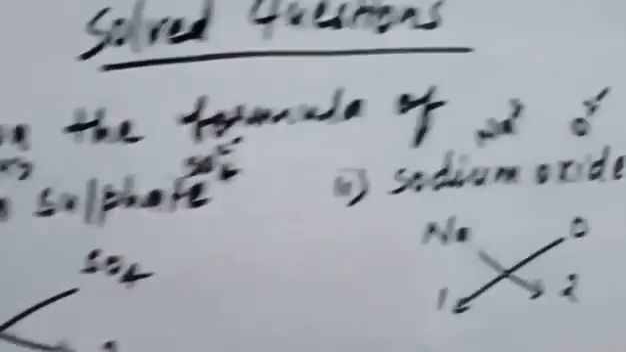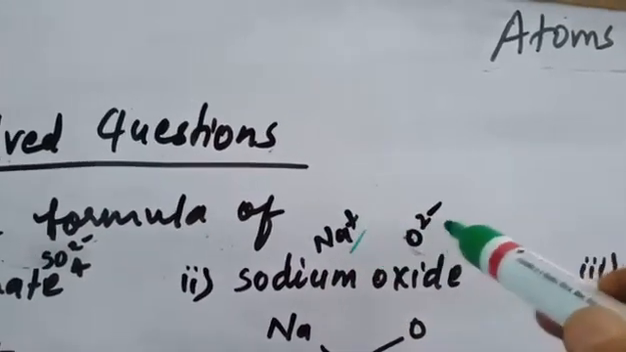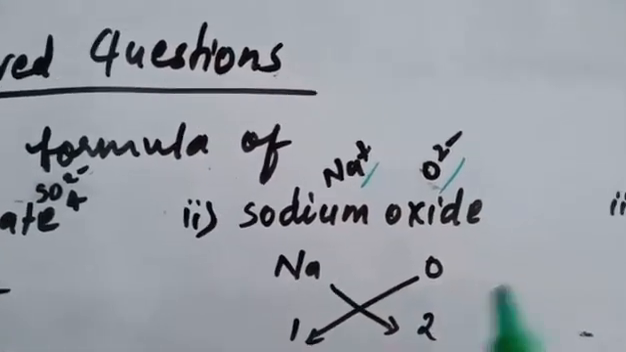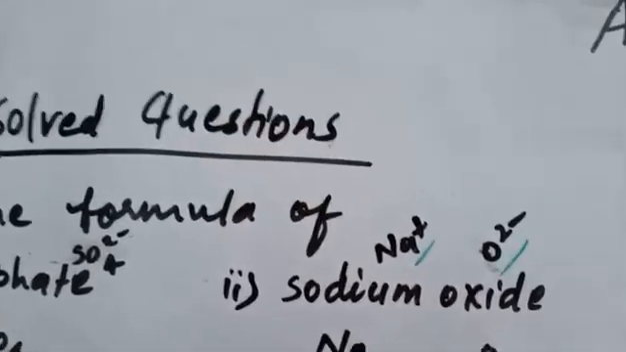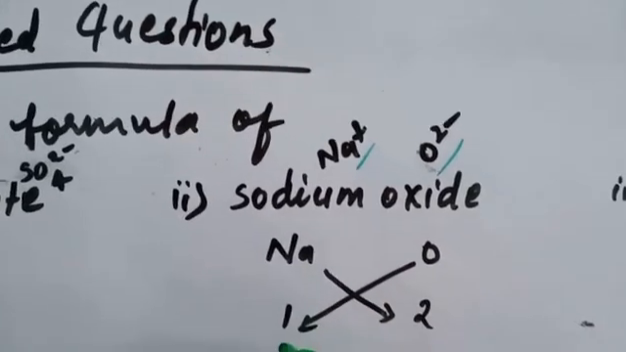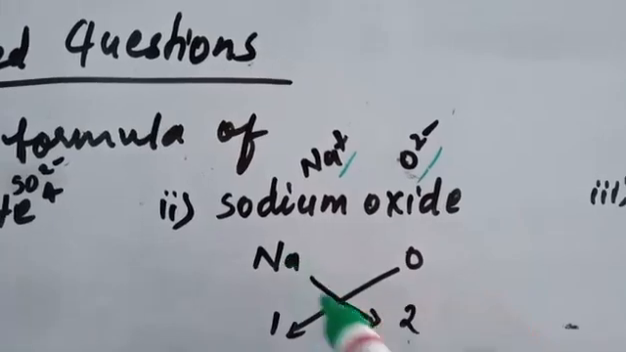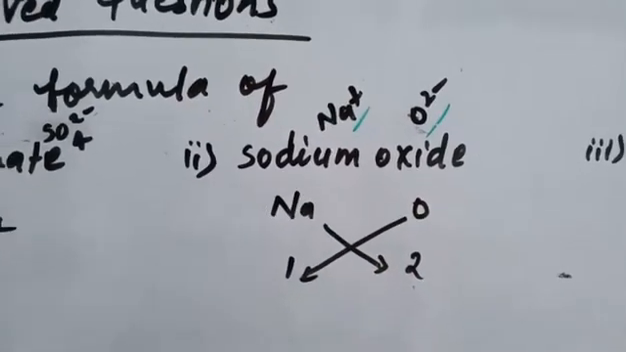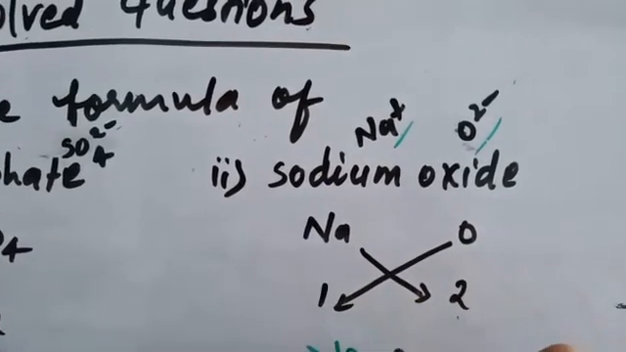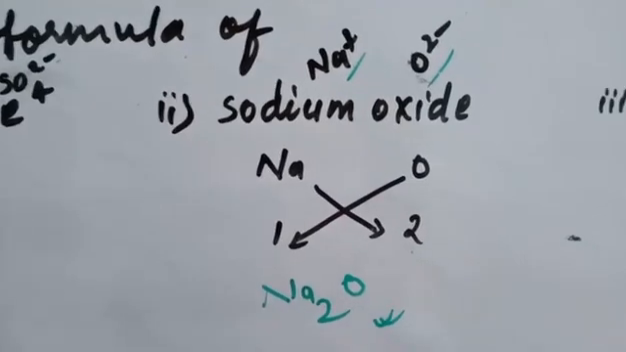Okay, similarly second is sodium oxide. So here I am showing you the charges also, so that from there you can predict the valency of those atoms. Na plus means 1 is the valency of sodium. O2 minus means 2 is the valency of oxygen. Cross over each other, you will get Na2O1, which can be just written as Na2O. So this is the formula for sodium oxide.